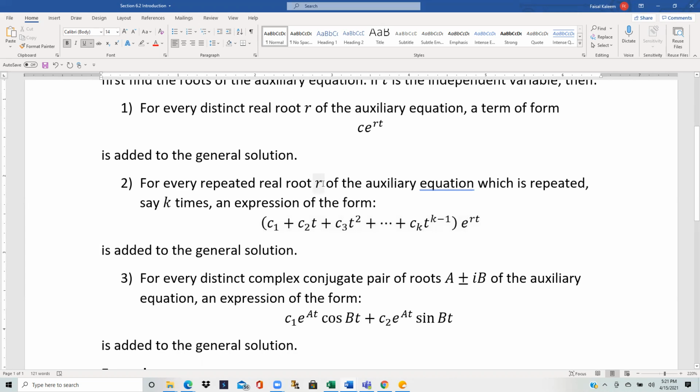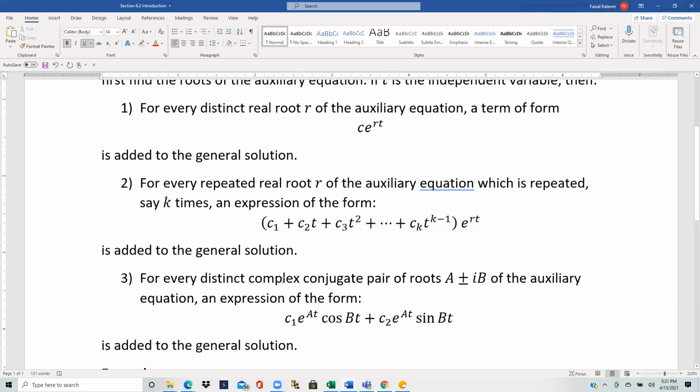So note that if k is 2, which means it's repeated twice, then this last term would be C2 t to the 2 minus 1, which is 1. So C2 t, which is what this is. So if k is equal to 2, or the root is repeated twice, then we just get what we are already familiar with, (C1 + C2 t) times e^(rt).